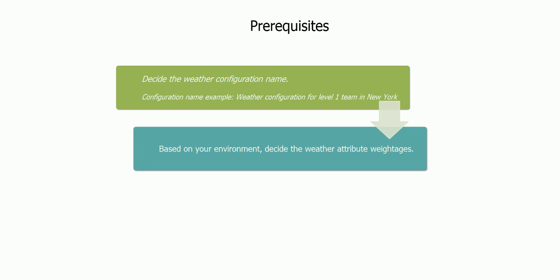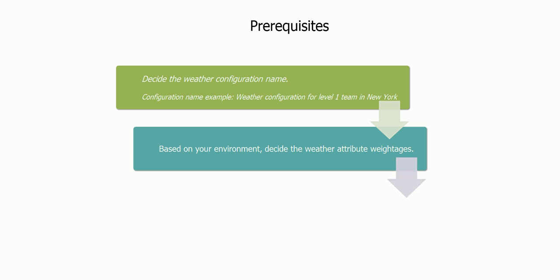Verify the following prerequisites. Number 1. Decide the weather configuration name. For example, the weather configuration can be named as weather configuration for Level 1 team in New York. Number 2. Based on your environment, decide the weather attribute weightages. For example, if the logged in IT analyst has 2 high heat tickets, and the weightage for a high heat ticket is 10, then 20 points are assigned towards the weather forecast.